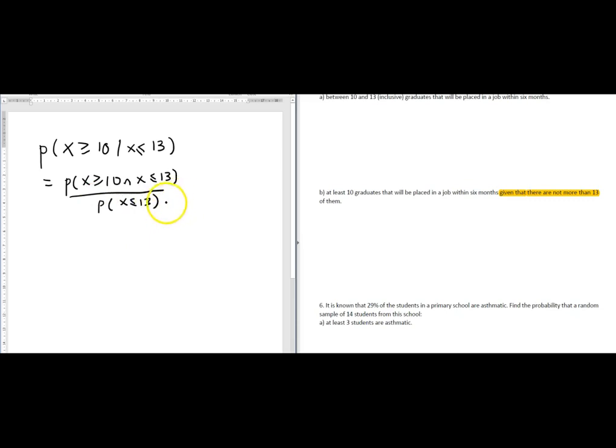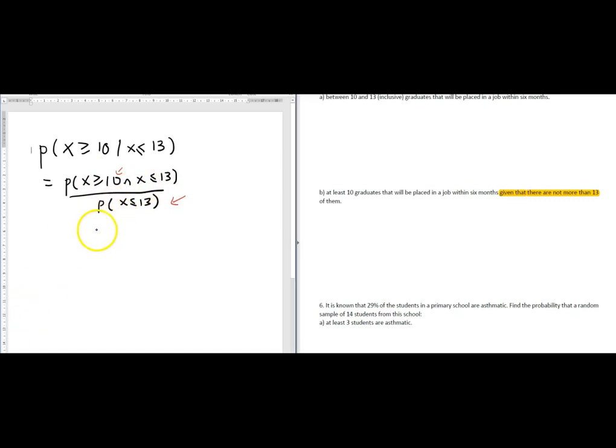One thing you will discover is that most of the time you will have a bigger picture here, which in this case, x smaller than or equal to 13 should be more than at least 10.